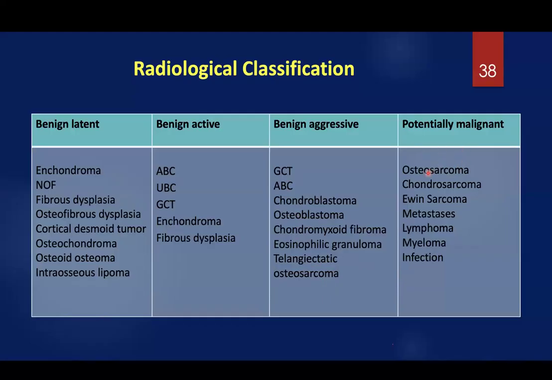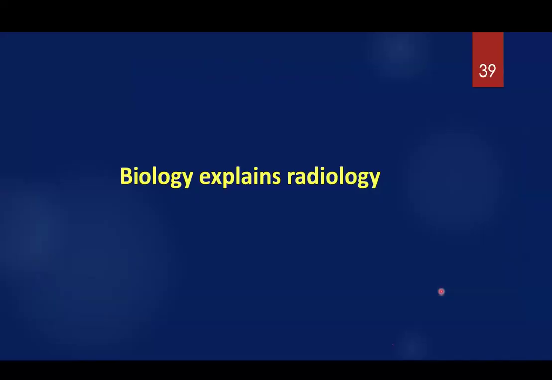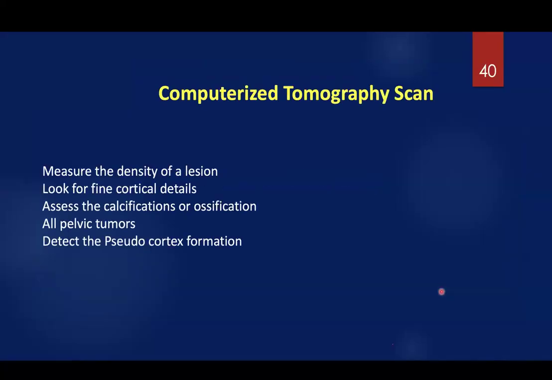Potentially malignant lesions, you know, osteosarcoma, chondrosarcoma, Ewing, metastasis, myeloma, lymphoma. Always remember, infection and eosinophilic granuloma are the great masqueraders. So you always put them in the differential diagnosis of any lesions. And eosinophilic granuloma typically comes in patients less than 5 years of age. So again, if you remember this, biology will explain your radiology. Inshallah, you will never miss any radiological classification.